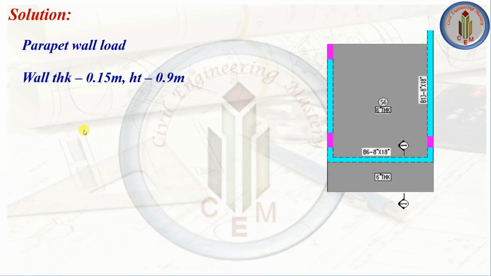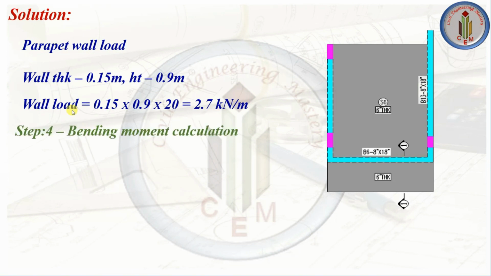Next, let's calculate the parapet wall load. Here at the edge of the cantilever there is a parapet wall. The wall thickness is 6 inches, 150 mm. The wall height is 3 feet, 0.9 meter. So for the wall load we calculate thickness multiplied by height multiplied by unit weight. So we get 2.7 kN per meter as the wall load.